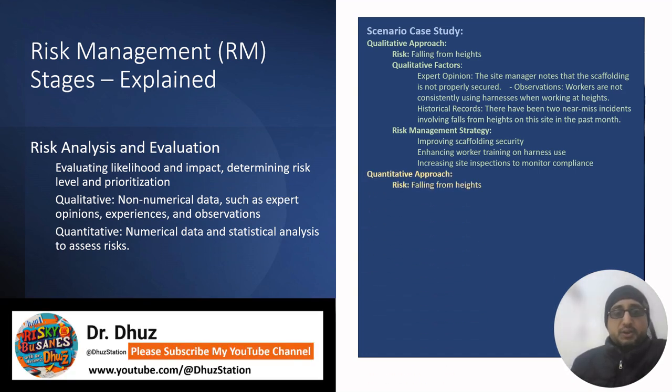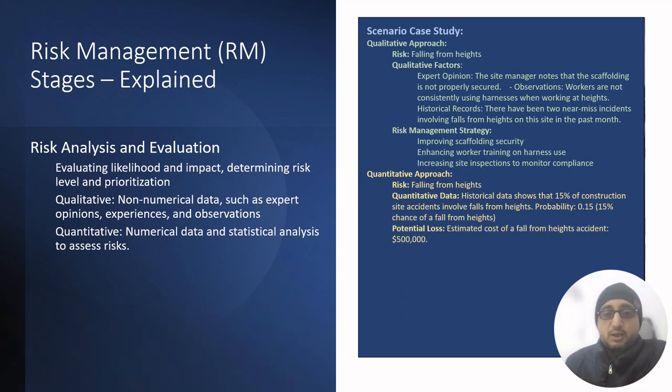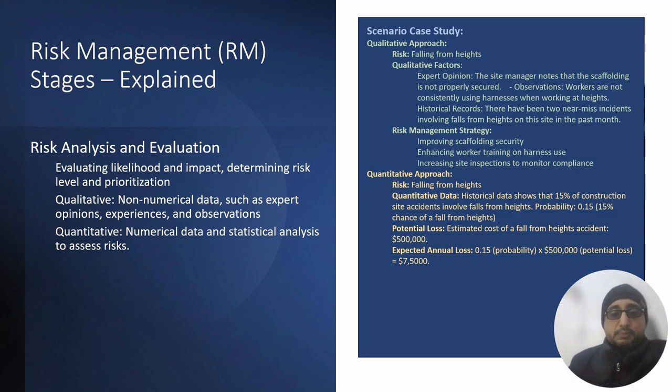Okay, now look at the quantitative approach. So here we have to do statistical analysis. Let's understand how we do it. First of all, we have to find the probability that the incident will occur. After that, we have to calculate the potential cost of the incident. By using these two values, we will calculate the expected annual cost, which we will use in the further calculation. But here, let's see how we calculated it.